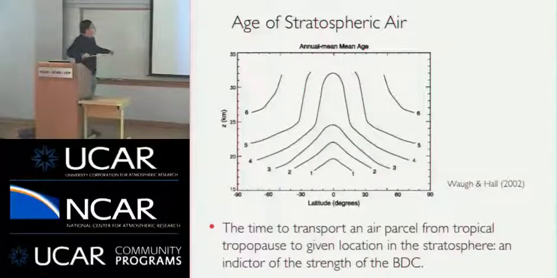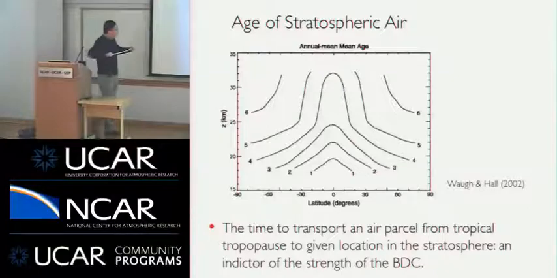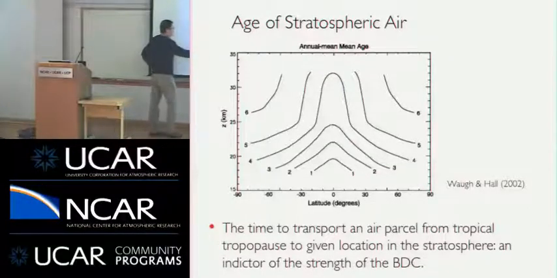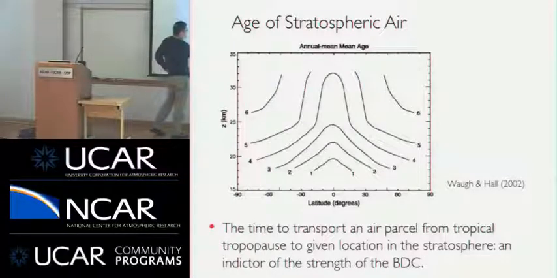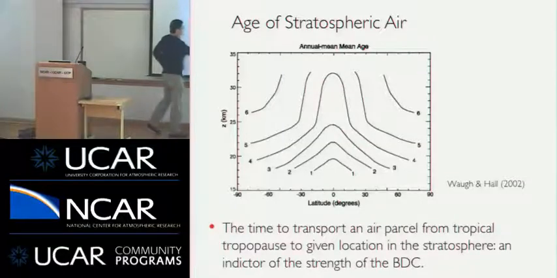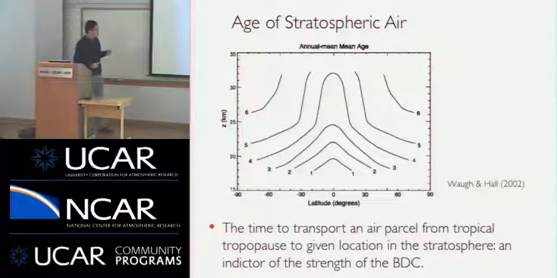The age of the stratospheric air is defined as the time to transport air from the tropical tropopause to a given location. For example, at 40-degree latitude at altitude 25 kilometers, the age is about 5 years. That means the air takes about 5 years to get from here to here. So the age of the stratospheric air is an indicator of the strength of the Brewer-Dobson circulation. By the way, please interrupt me whenever you have questions. Otherwise, my pace could get faster and faster.